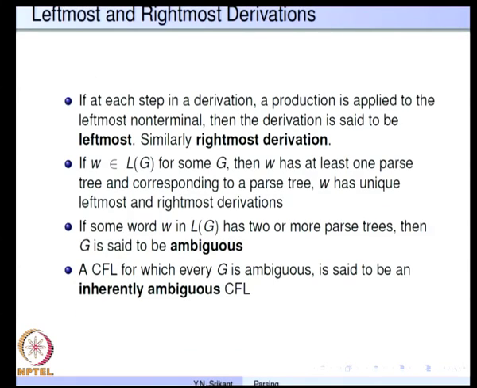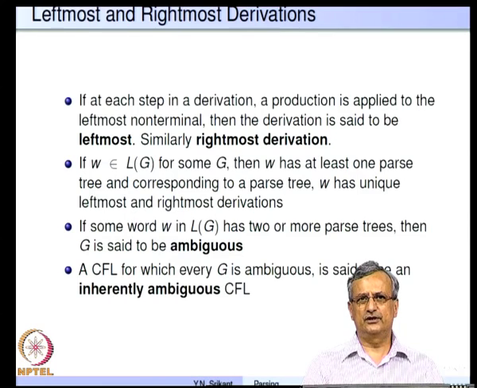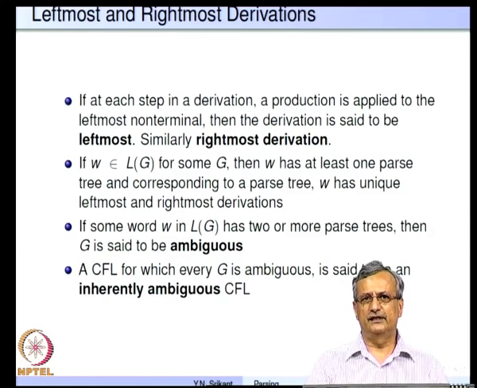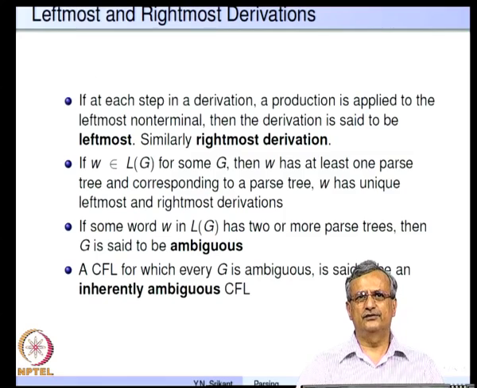As I said, there are many ways to derive strings; many derivations are possible. If we expand the leftmost non-terminal at each step of a derivation, then it is called a leftmost derivation. And if we choose to expand the rightmost non-terminal first at every step, then it corresponds to a rightmost derivation. If there is a string w which is generated by the grammar, that is, it belongs to the language of the grammar, then w has at least one parse tree, and corresponding to a parse tree, w has unique leftmost and rightmost derivations.